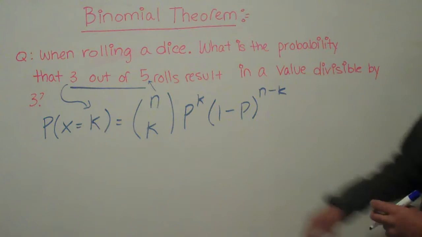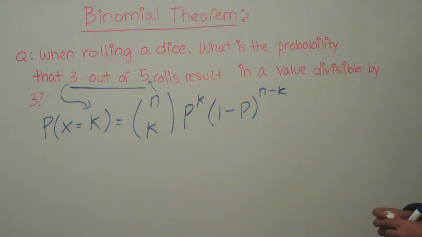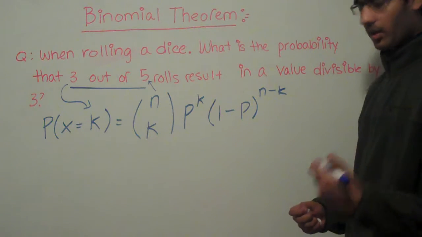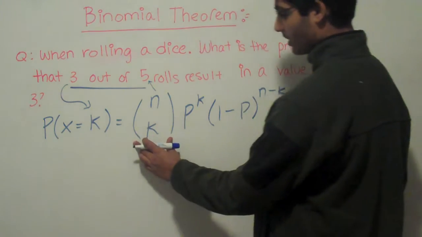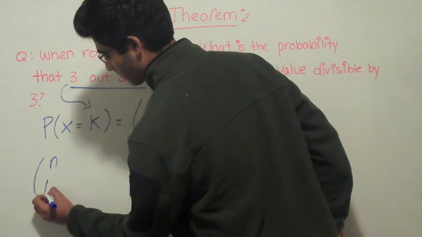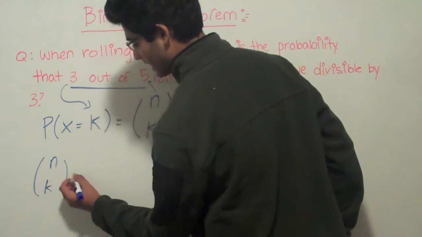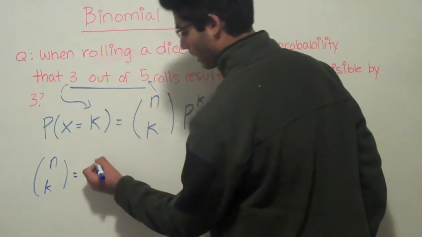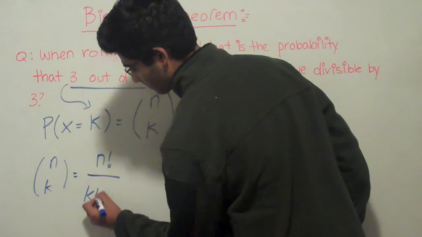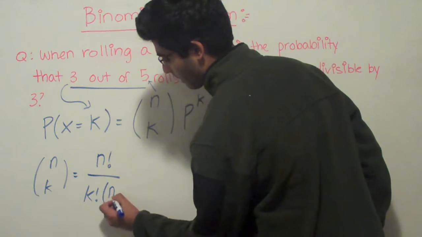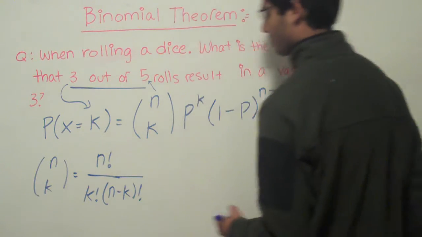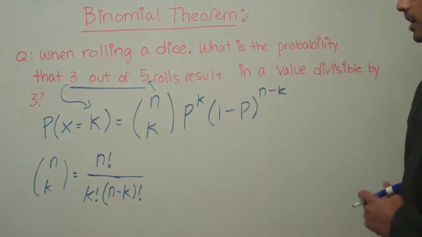In addition to this, we're going to have to know the formula for a combination, because I don't have my calculator with me. The formula for a combination is n choose k, or nCk, which is equal to n factorial over k factorial times n minus k factorial in the denominator. Okay, so let's get started.